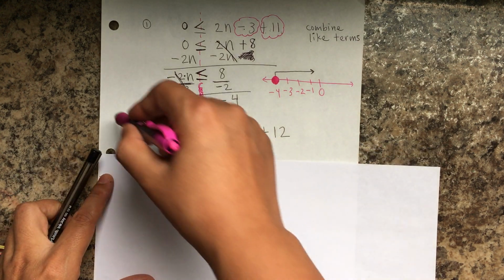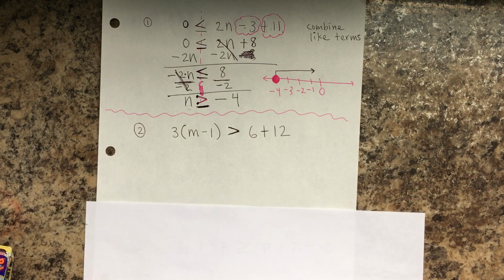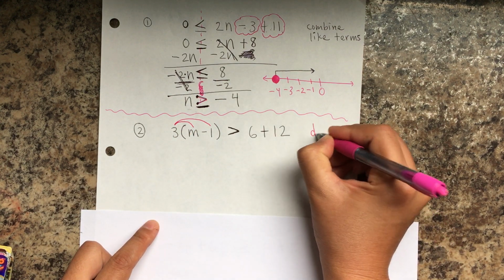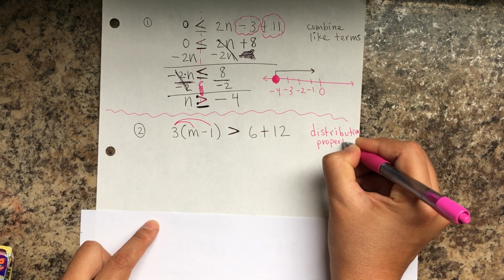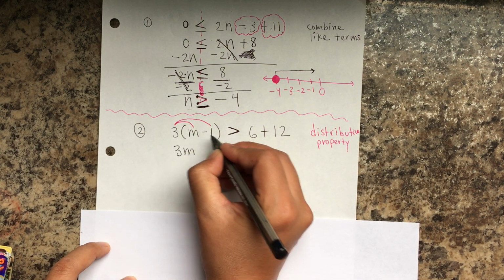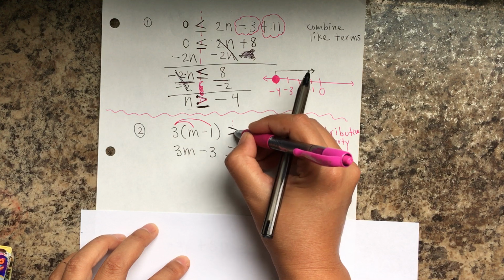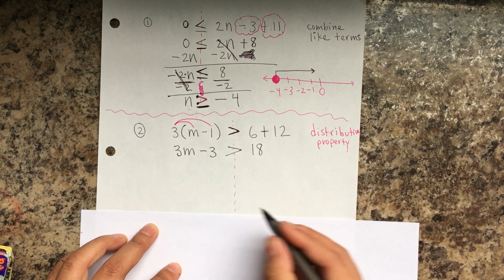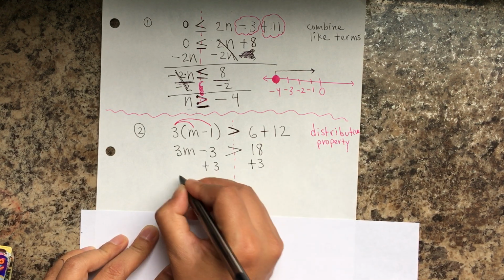Okay, so for the next example, you have a parenthesis, and in the previous level you have learned that for this one you will need the distributive property. Okay, so 3 times m is 3m. 3 times -1 is -3. Bring down the same symbol. Remember that this is our division. And 6 plus 12 is 18. If you're subtracting 3, the opposite is to add 3 to both sides.